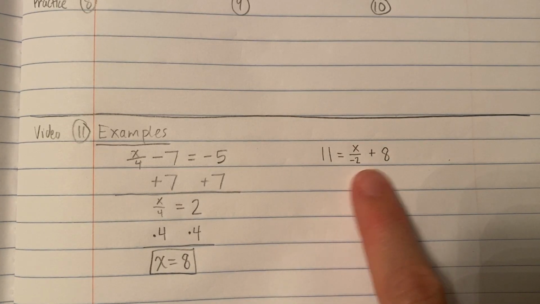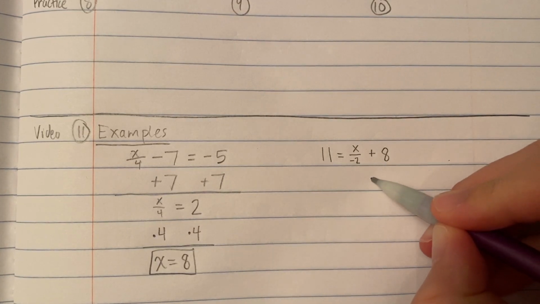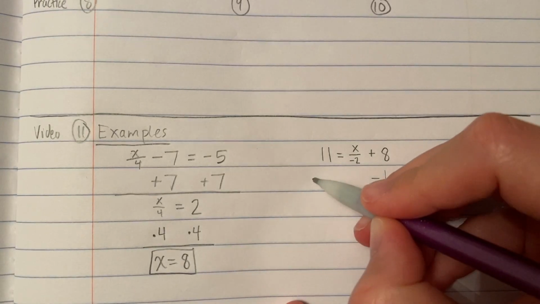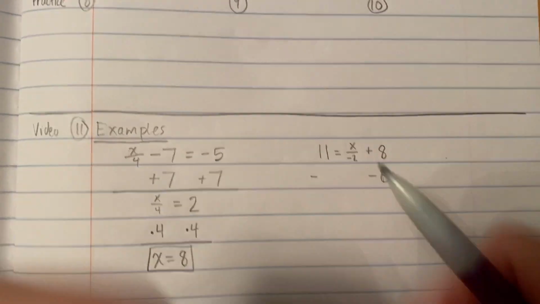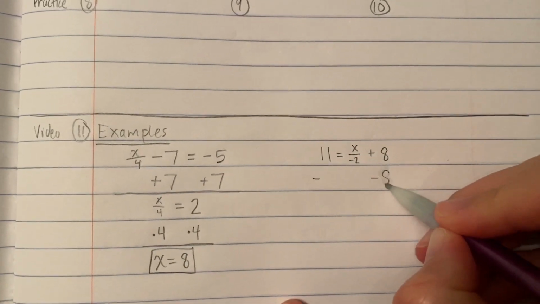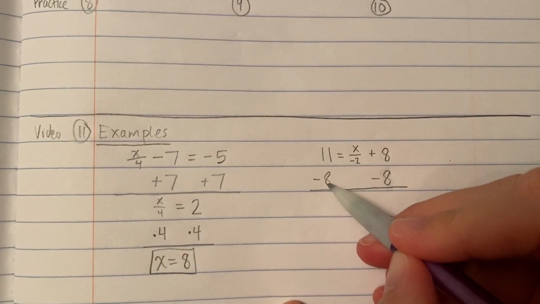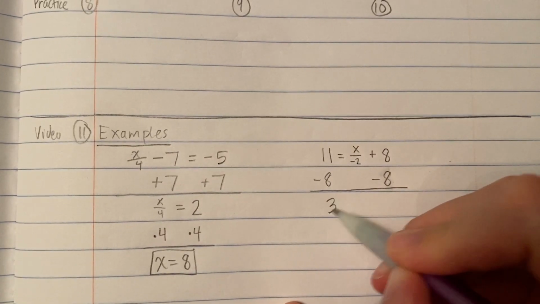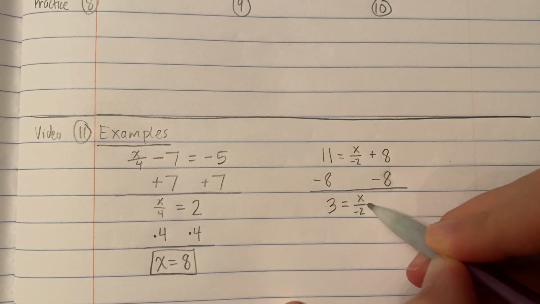So first I have division here, I have addition here. We know addition and subtraction is what I deal with first. So I'm going to get rid of this 8 by subtracting 8 from both sides. Let me make this neat for you. Subtracting 8, I get 11 minus 8 is 3, and that equals x divided by negative 2.